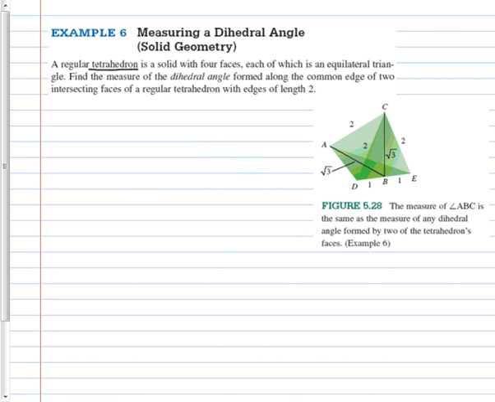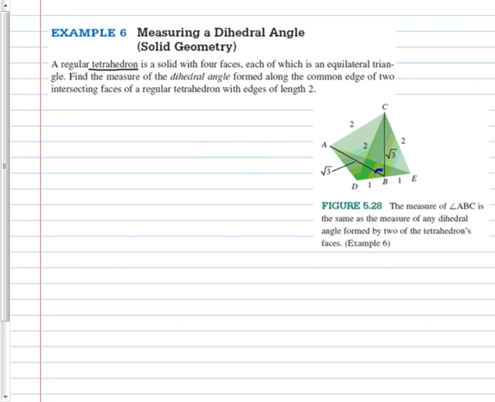tetrahedron, which is made up of equilateral triangles. There are four of them, three equilateral triangles on the side, one on the bottom there. So there are four equilateral triangles that make up this tetrahedron. Regular tetrahedron, a solid with four faces, each of which is an equilateral triangle. Find the measure of the dihedral angle. The dihedral angle coming down one face, the angle to another face. It's that angle right there when they say the dihedral angle. That's what we're trying to find.